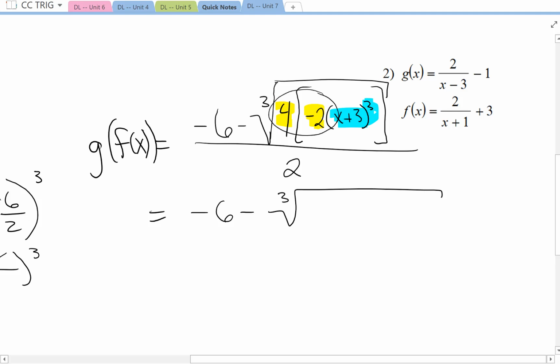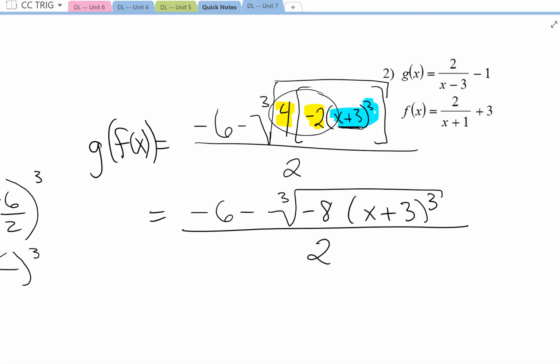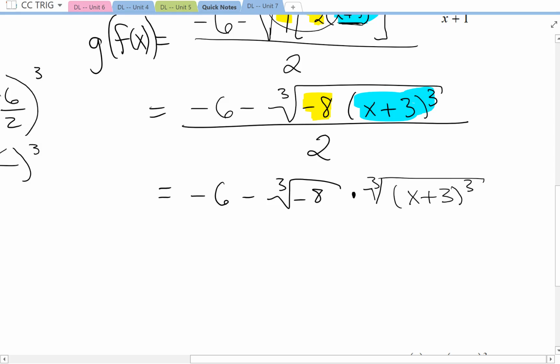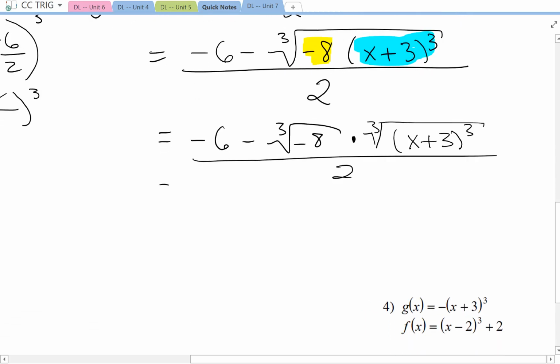Okay, so the numbers in front we actually can multiply. We cannot distribute them, right, because this quantity is not x plus 3, it's x plus 3 cubed. So we have negative 8 times the quantity x plus 3 cubed, all over 2. At this point, I have a product. I have negative 8 times this quantity cubed. So now I can separate the cube root over those two things. Negative 6 minus cube root negative 8 times cube root quantity x plus 3 cubed, all over 2.